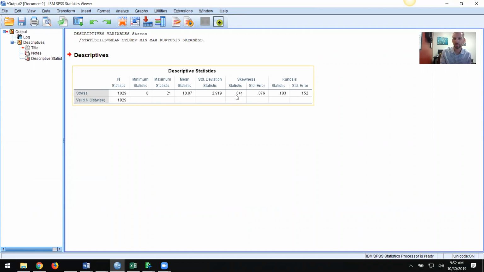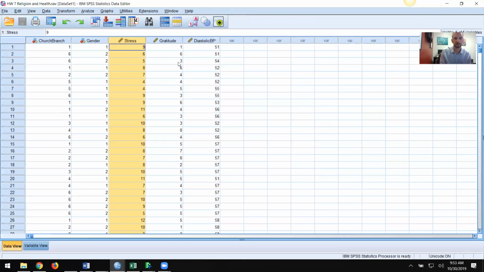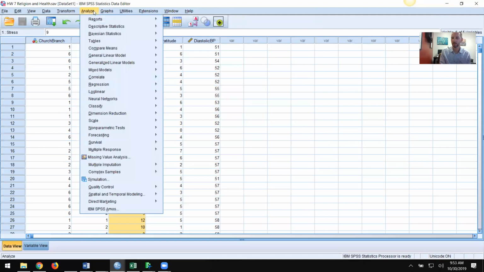We see here that it gives us all the descriptive statistics, but the ones we're most interested in are these numbers here. The skewness statistic is 0.04, and the kurtosis statistic is 0.10. So we have a normally distributed variable. Stress is normally distributed. It has almost no skew, almost no kurtosis, and so we are good on this assumption of normality. It's between -1 and 1.